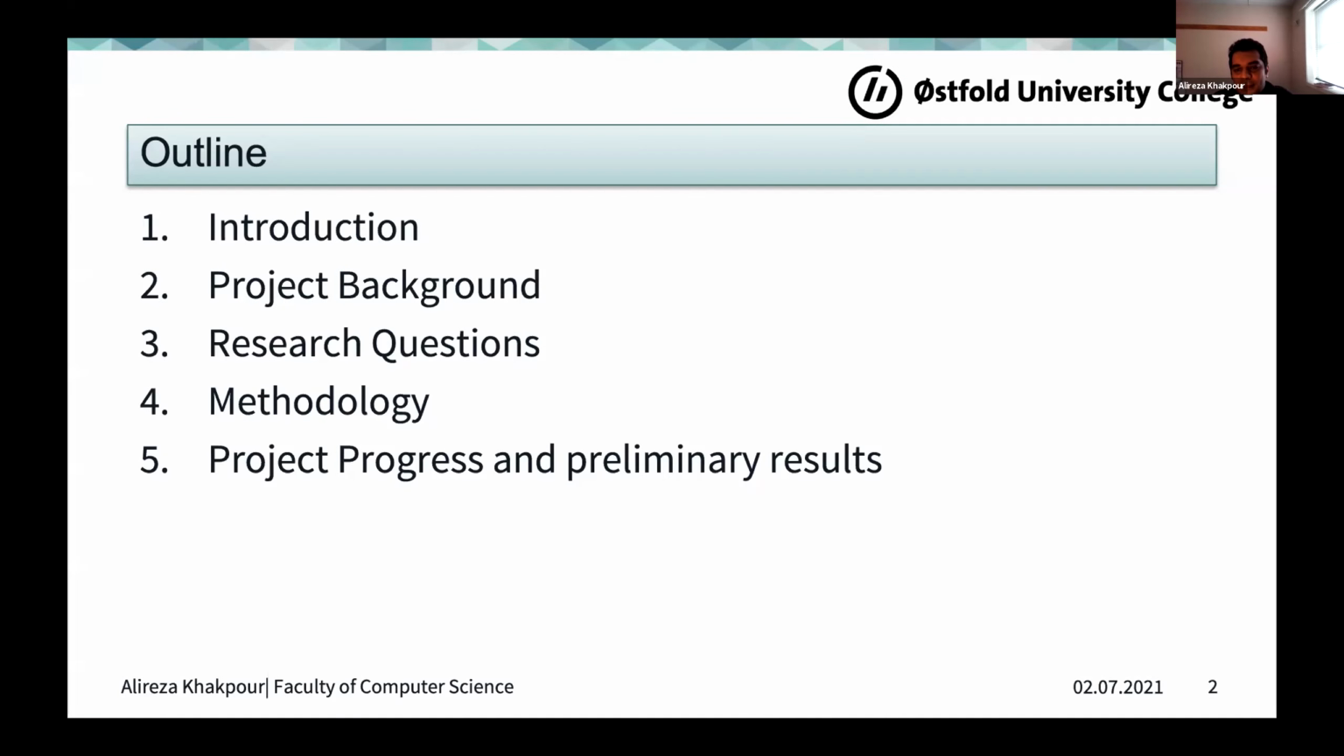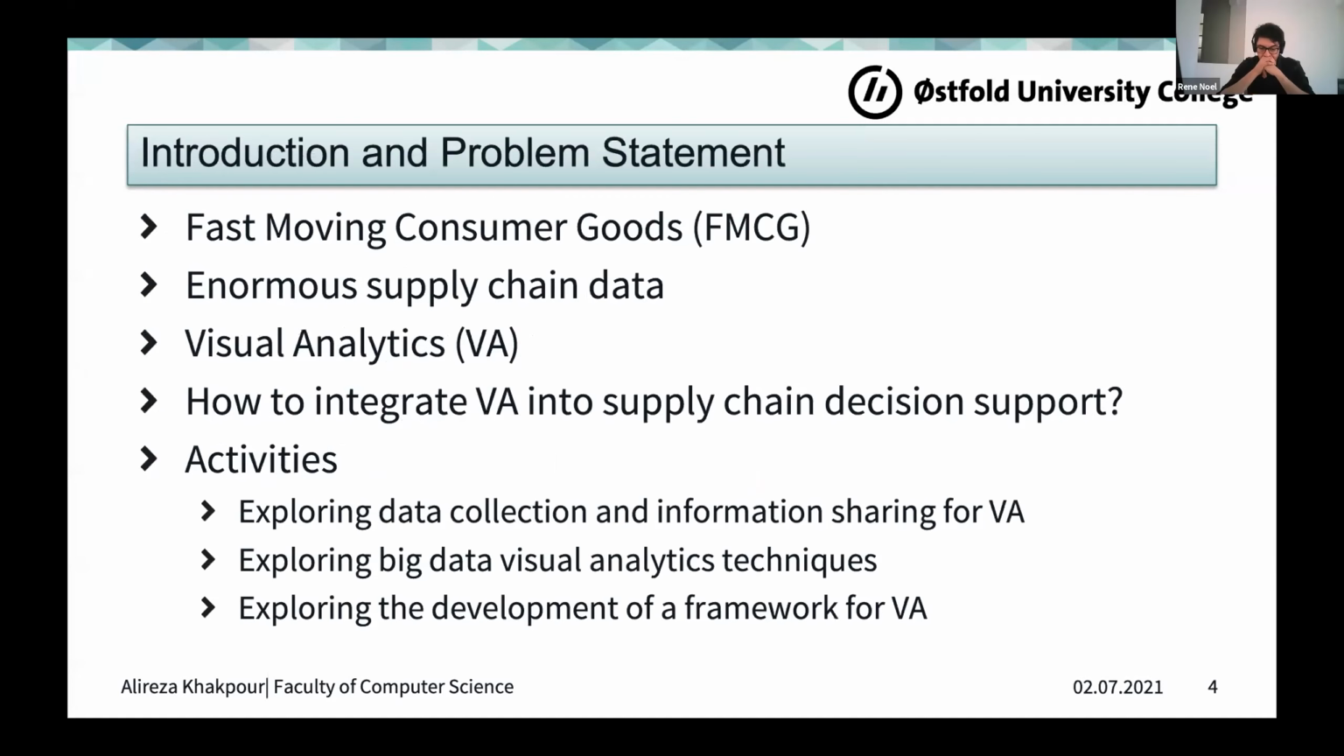Today, this is the outline of my presentation. First, I will briefly present an introduction about my PhD project along with explaining the problem domain. Then I will talk a bit about the project background, followed by research questions and the methodology. And finally, I will show the project progress and some of the preliminary results.